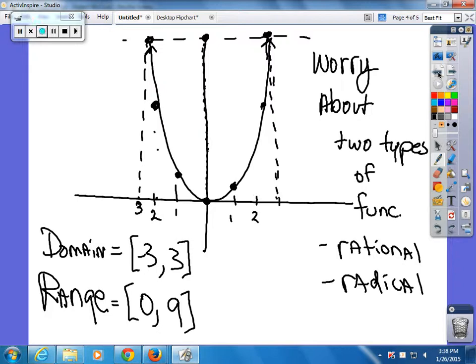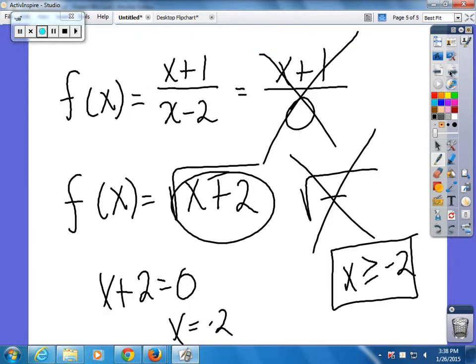Now, when the domain is not affected, or I haven't put any restrictions on the domain, then you go to this and you say, okay, set the denominator equal to 0, and I can use any number I want to, but I cannot use 2. I can't use 2 here. And I can't use -2. I can use any number greater than -2 in this one.